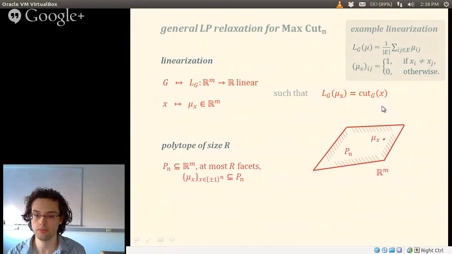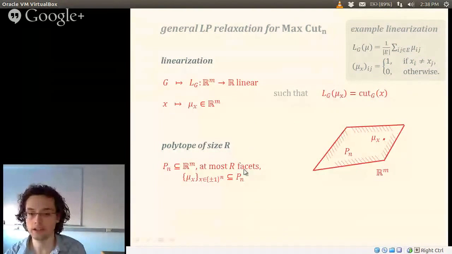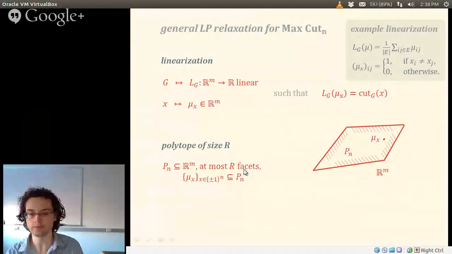The other important component is the polytope. So a polytope of size R means some subset of R to the M, which is the space that these objects live in, and it's defined by R linear inequalities, for example, the intersection of R half spaces. And it has the property that it contains all these vectors from the solution space. So that's what we want. It's important that we have the same polytope for every instance of size n vertices.